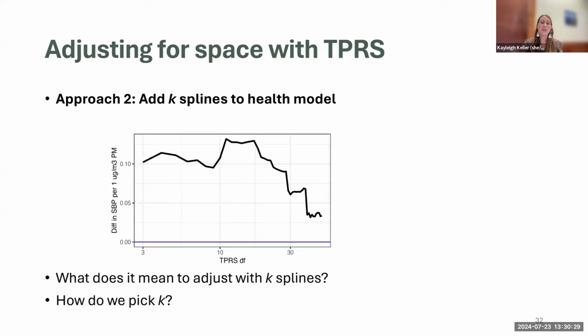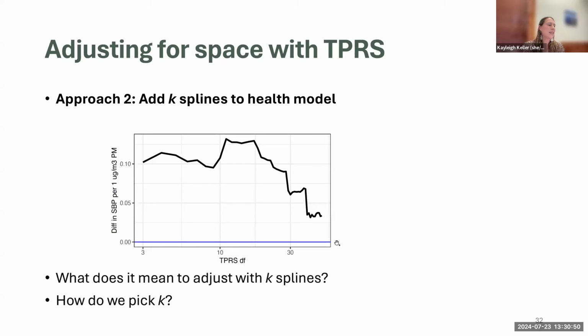So we've got this way to adjust for space. I said we can add splines, and I said a little bit about how adding more splines accounts for more complexity. But I think there are still some important questions that are not answered yet. Two of them are, well, what does it mean to adjust for this many splines? How does that relate to spatial distance? And then how do we pick how many to adjust for?